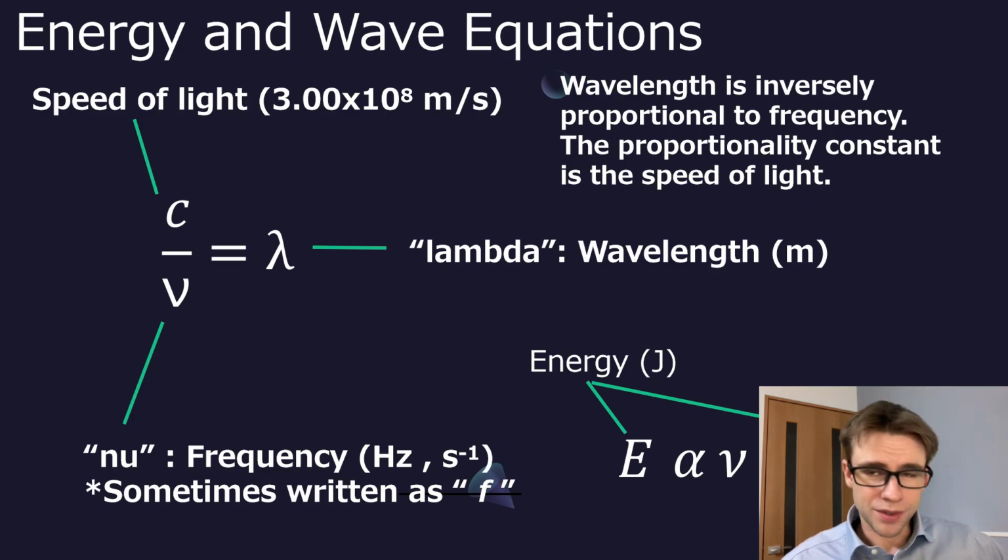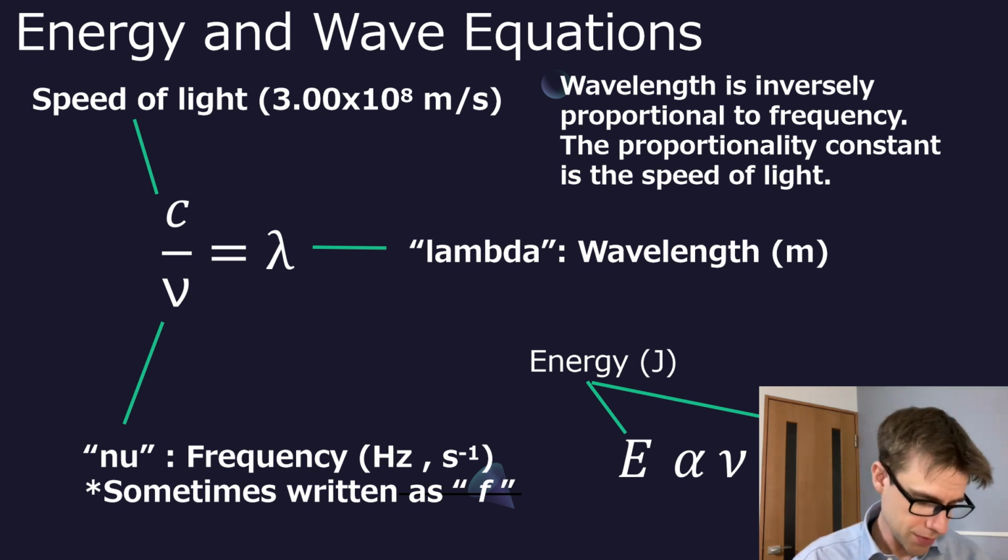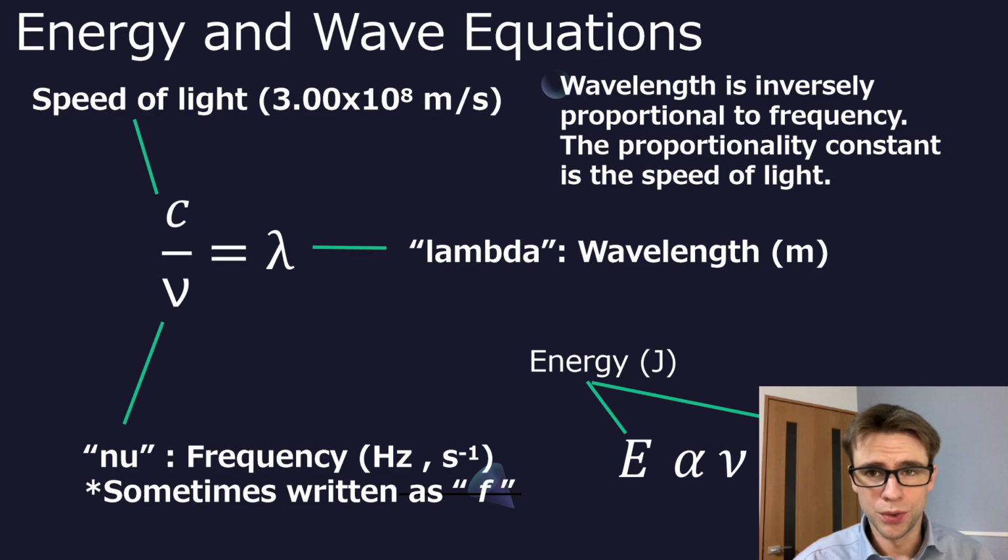So let's get into some of the first equations that we'll really look at: energy and wave equations. So wavelength is inversely proportional to frequency, just like on the previous slides I showed. This is an inversely proportional relationship, like y proportional to 1 over x. But instead here we have wavelength proportional to 1 over frequency. And all proportionalities must have some constant. Sometimes that constant is just 1, but in this case it's not 1. It is a very special value. It is c, the speed of light at 3.00 times 10 to the 8 meters per second.